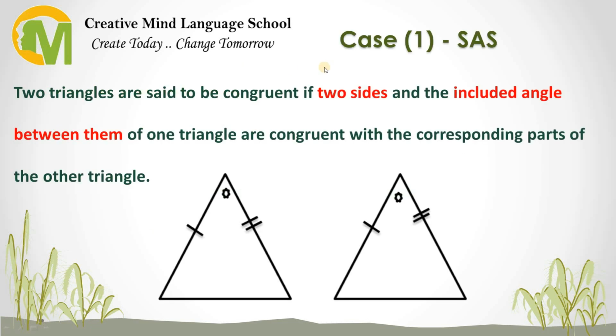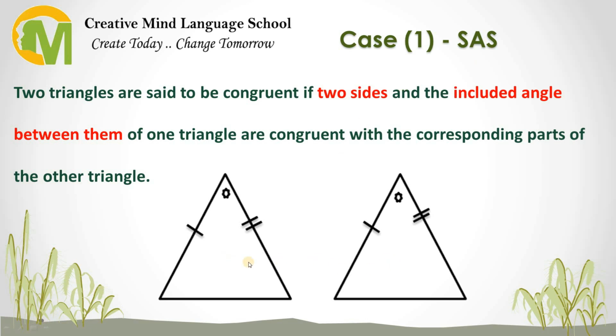When we talk about the cases of congruent triangles, we have 4 different cases. Let's start by talking about case 1. Two triangles are said to be congruent if two sides and the included angle between them of one triangle are congruent with the corresponding parts of the other triangle. This case, we refer to it by SAS or side angle side. And as you see, the angle is included between the two sides.